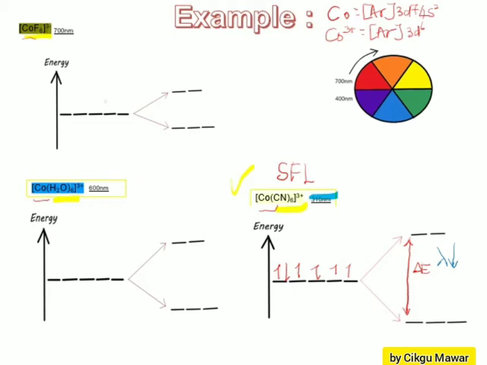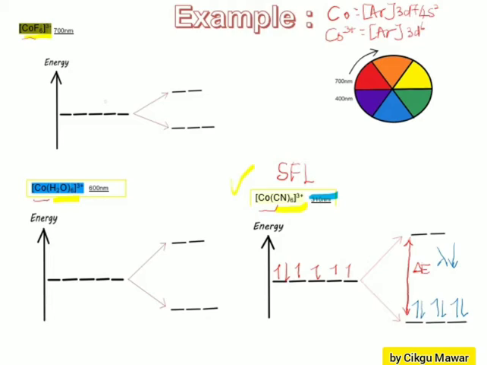How do we distribute the electrons? Since cyano is the stronger field ligand and the energy difference is the largest, in filling the electrons we must fill the lower energy orbitals first: 1, 2, 3, 4, 5, and 6. We must pair up in the lower energy level since the energy difference is larger.